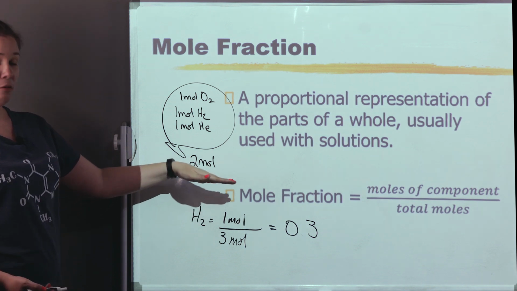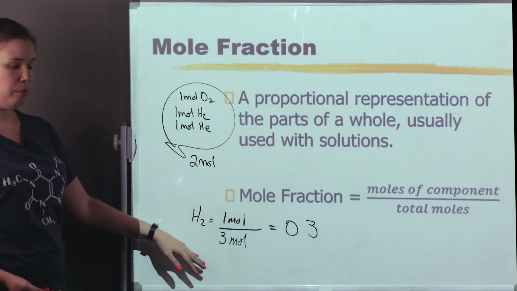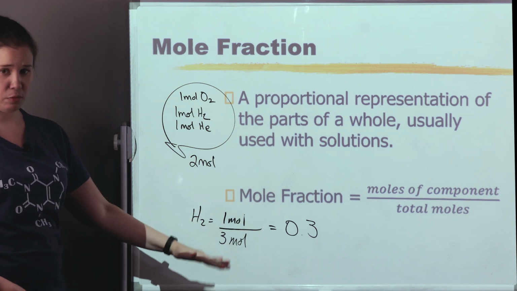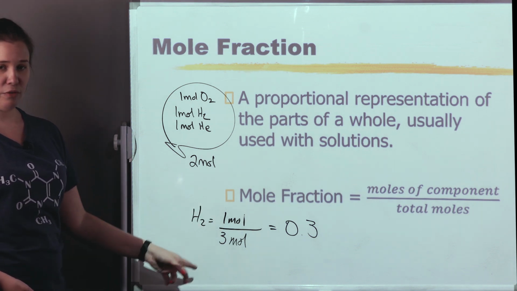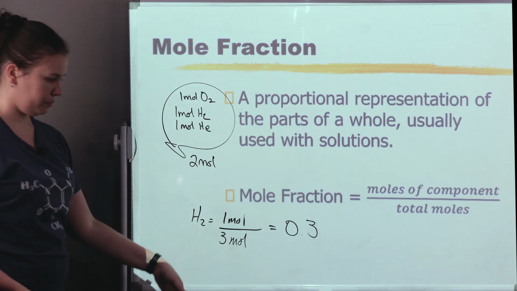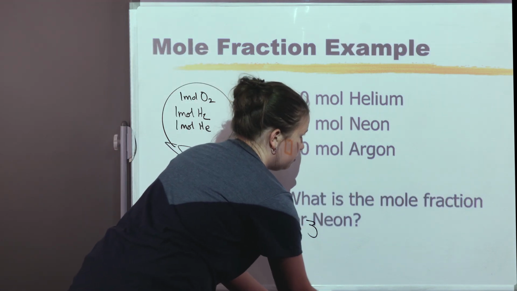So it's just taking the part divided by the whole, but it's not a percentage. So you're not multiplying by 100. You just stop at the decimal version there. You don't leave it as a fraction. You don't take it all the way to a percentage. You leave it as a decimal. So that's our mole fraction.